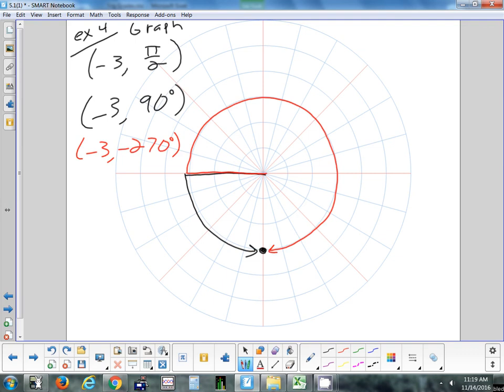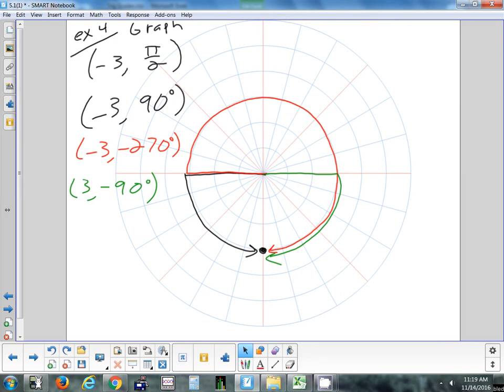What's another way? There's a couple ways. We've got the negative positive. We've got the negative negative. Yep. 3, -90. All right, let's check it. So we're going to go right 3, and then 90 degrees clockwise. Perfect. And there's one more. Yep, Jared. 3, 270. That means right 3 units, and then 270 degrees counterclockwise.